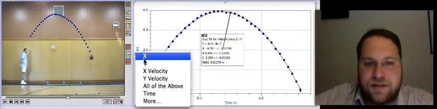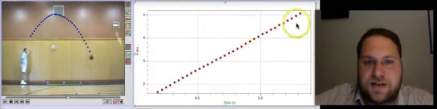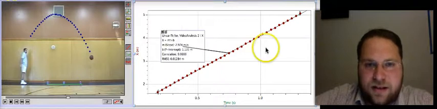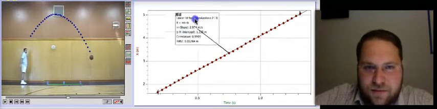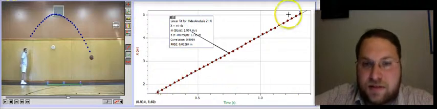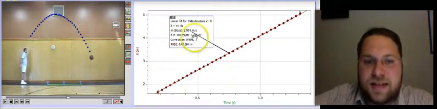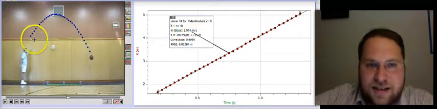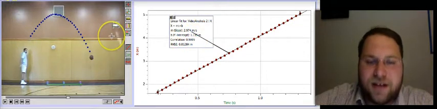Now let's look at the x direction. In the x direction, we just have a straight line. We can go ahead and do a linear fit and find the equation for this. And remember that this is a position versus time graph, so the slope of this line is just the speed. And notice that the slope doesn't change. This object, this basketball, traveled at the same speed along the x direction.